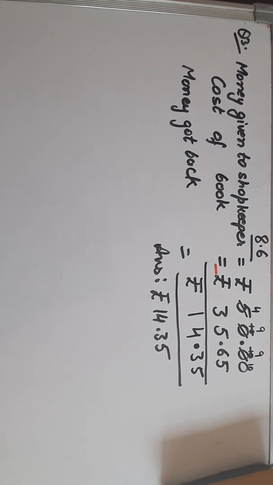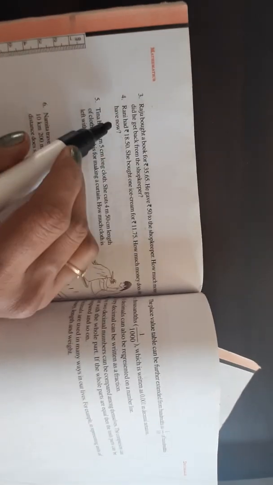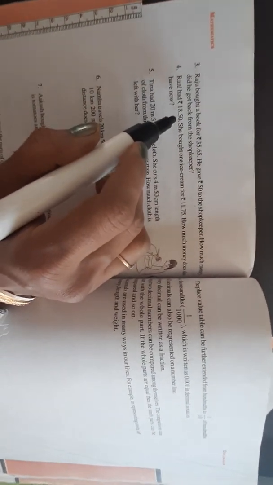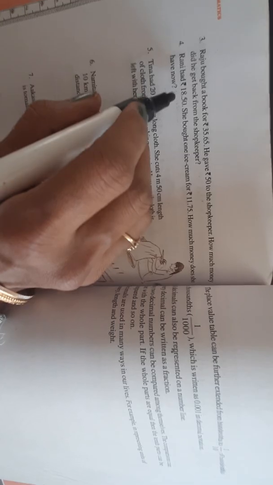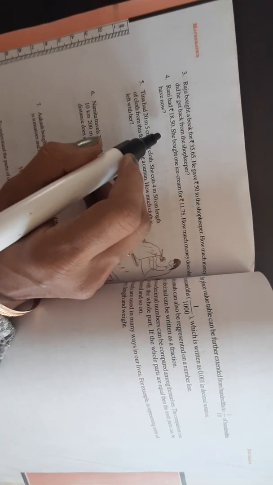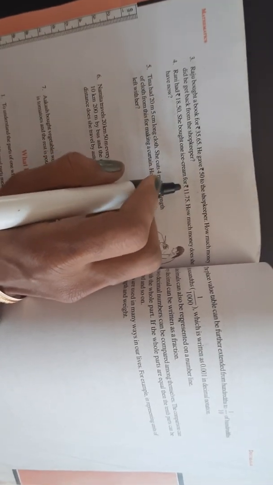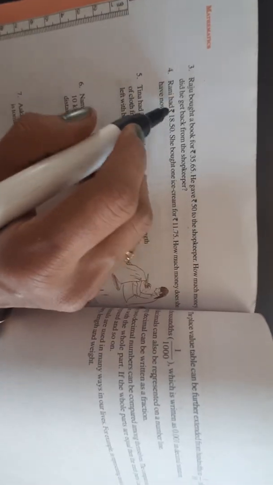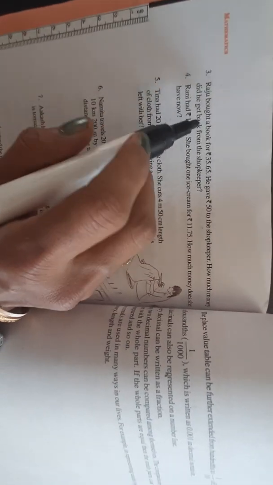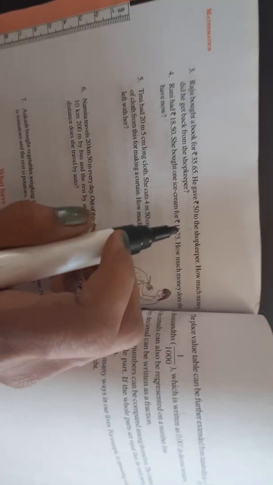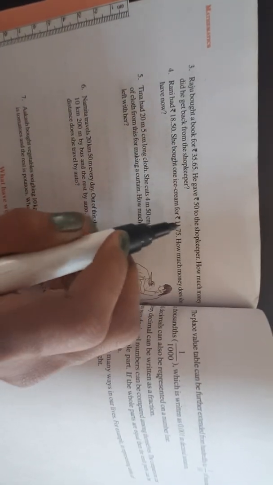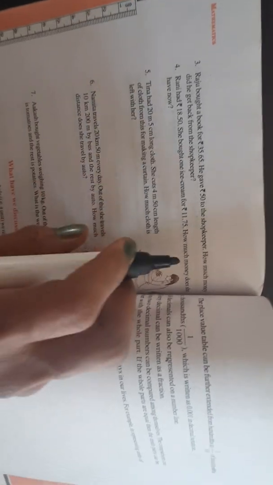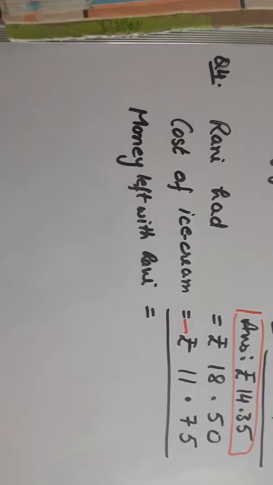Now let's do question number 4. Rani had rupees 18 and 50 paise. रानी के पास टोटल कितने रुपीज़ हैं? इतने 18 rupees 50 paise. She bought one ice cream for rupees 11 and 75 paise. Total she is having इतने rupees in her pocket. आपकी pocket में इतने rupees हैं बेटा. And you want to buy an ice cream for that much. How much money does she have now? तो अब उसके पास कितनी after purchasing this ice cream?